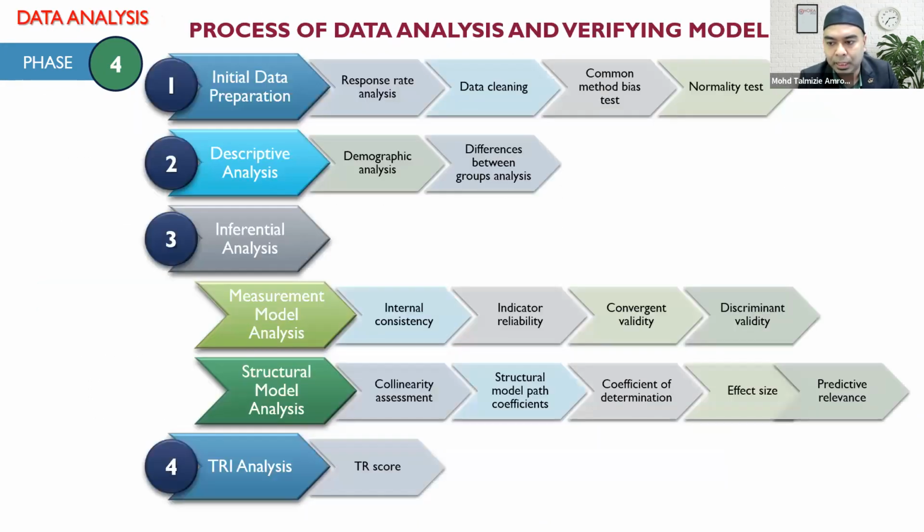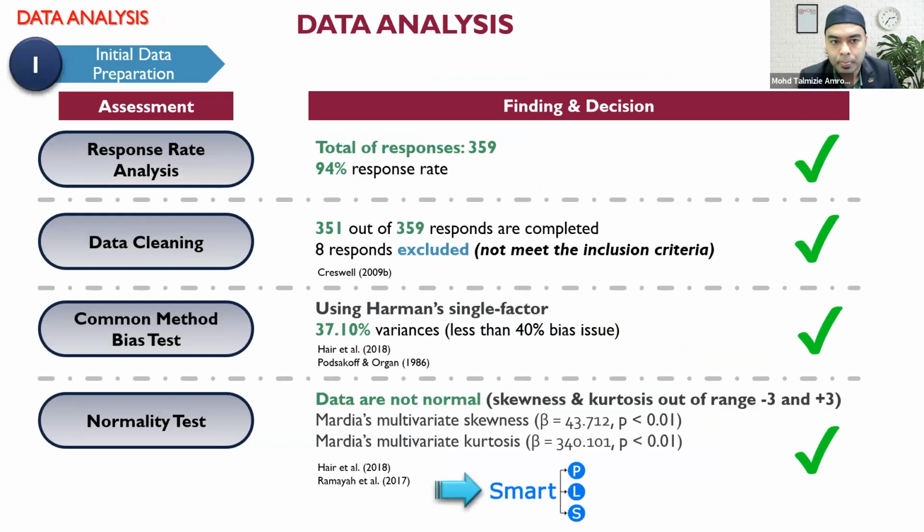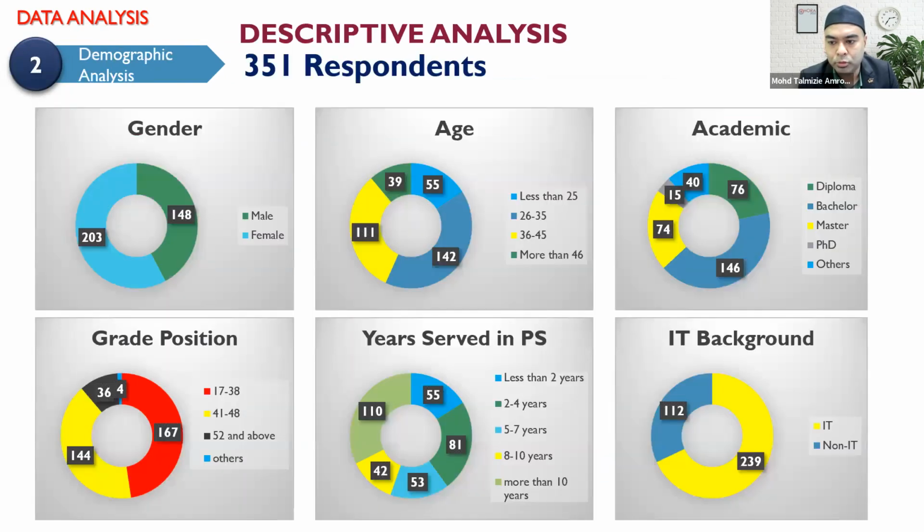There are 4 main steps in the process of data analysis and verifying the model. The first is initial data preparation. For respondent rate analysis, the respondents of the study number 359, as recommended by G-Power. The data cleaning process was done with only 3 respondents excluded, and the common method bias and normality tests were also performed. Step 2 is the descriptive analysis, beginning with the demographic analysis of the 351 respondents involved in the study, and the analysis is as shown in the slide.